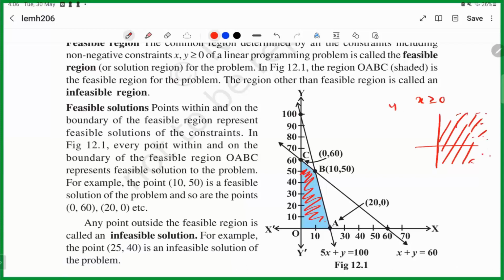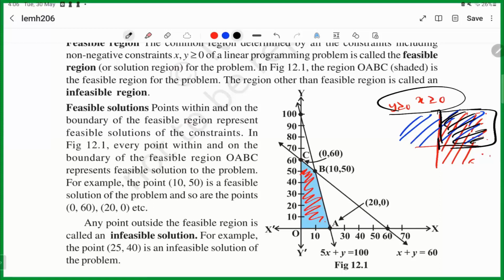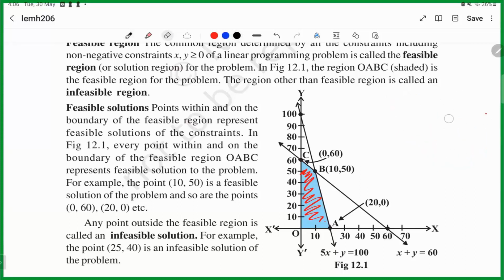If you wanted to plot y greater than 0, it would be the region where y is greater than 0, which is here. If you wanted a common region, where both conditions hold, you would have to take the intersection of both the sets. Only this region is common to both, right? So that is the basis of how you would write various constraints into the XY plane.